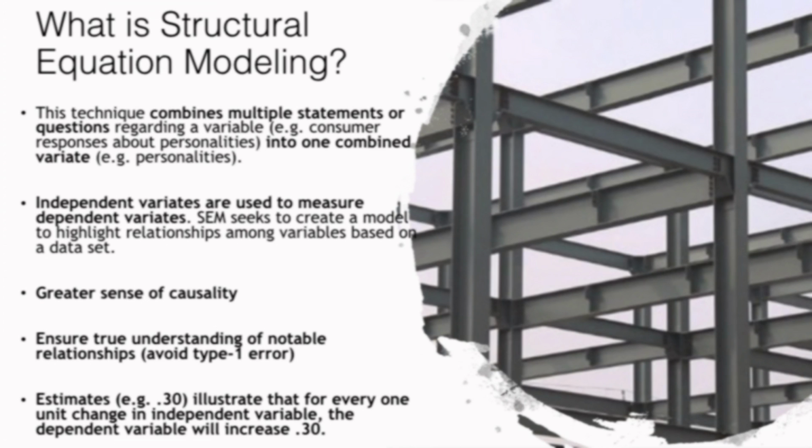There's a greater sense of causality. You're really able to gain greater confidence in thinking that X in fact influences Y. It ensures true understanding of notable relationships. It avoids type 1 error. It avoids thinking that you have some sort of statistically significant relationship when in fact you don't. Estimates above .30 illustrate that for every 1 unit change in an independent variable, the dependent variable will increase 0.30.